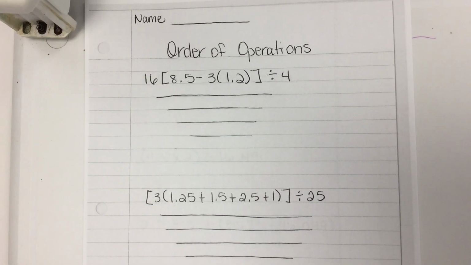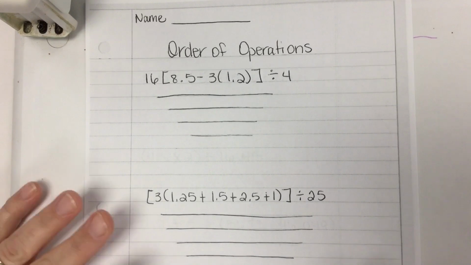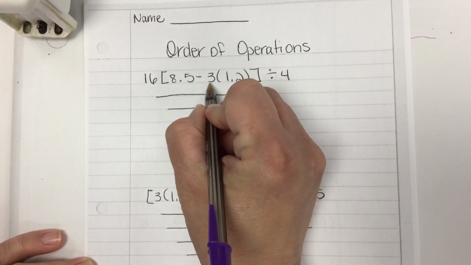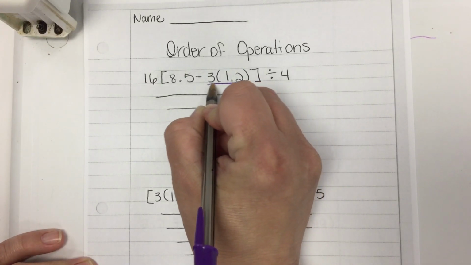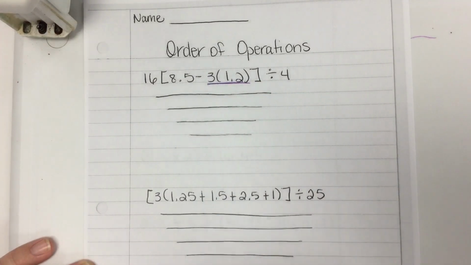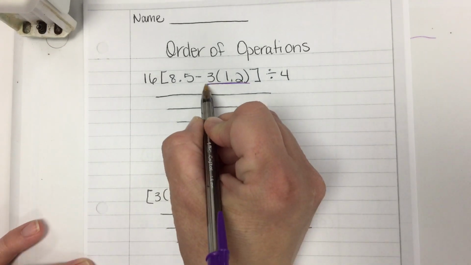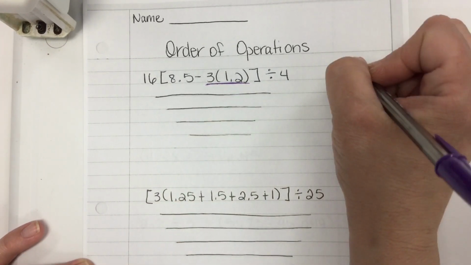Okay, order of operations. I'm going to walk you through the steps to make sure we understand as we go. PEMDAS. So the first thing we're going to do is parentheses. Well, inside the parentheses, all I have is a number. And whenever a number and a parentheses are back to back, that means multiply. So our first step is to multiply.